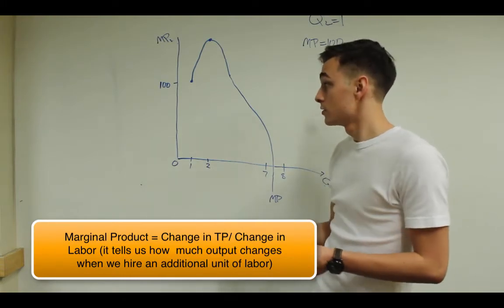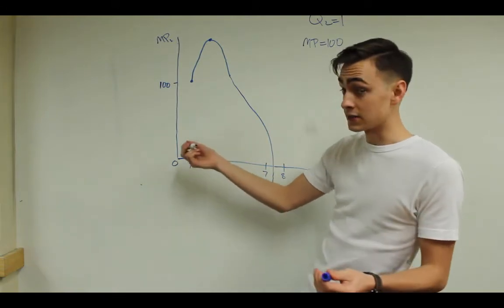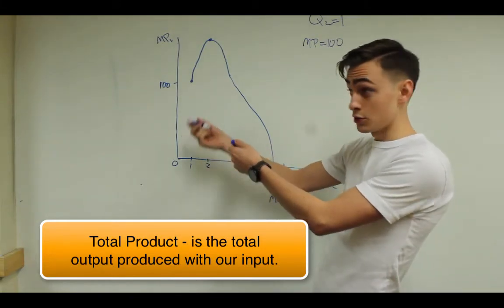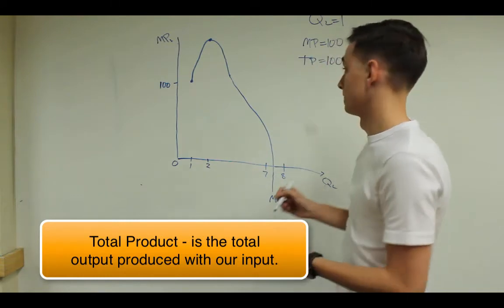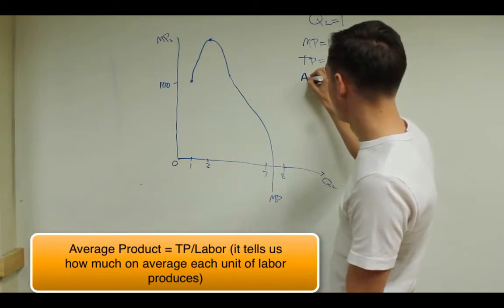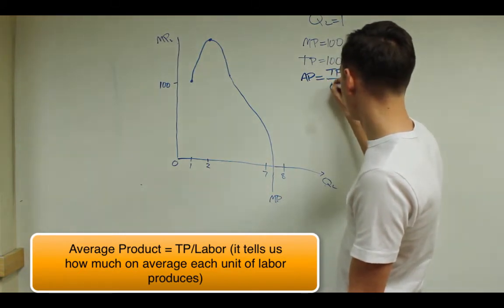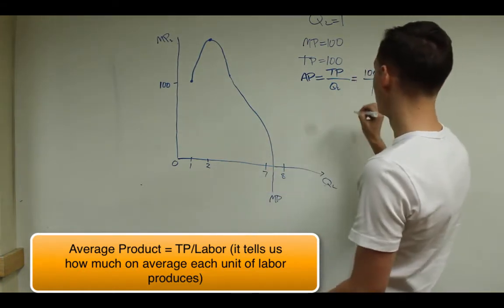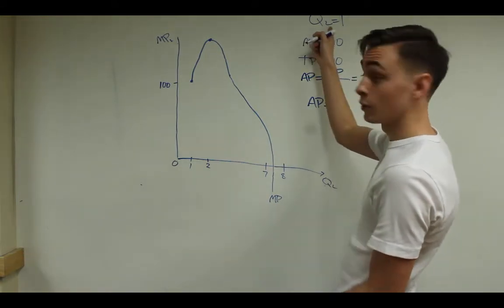that laborer has done. So also at this, when you have one laborer, you can say that our total product is also 100, because you get 100 from adding that first laborer, so you have 100 total. Also, since we know the total product and we know the quantity of labor, we can say that our average product is equal to our total product divided by our quantity of labor, which equals 100. And since we only have one laborer, divided by 1, so average product also equals 100 at one laborer.